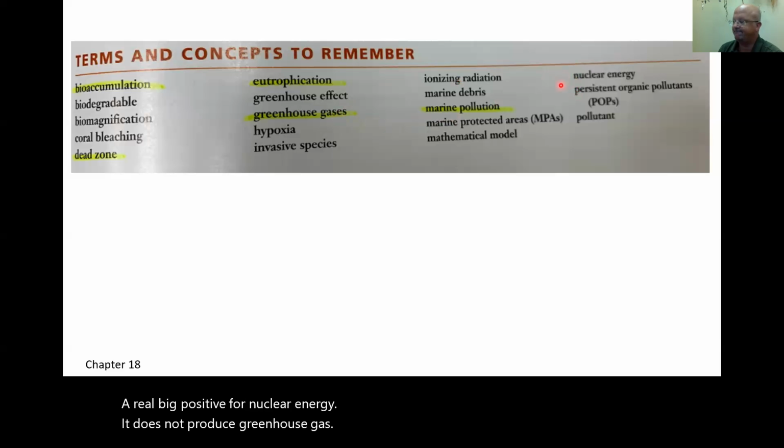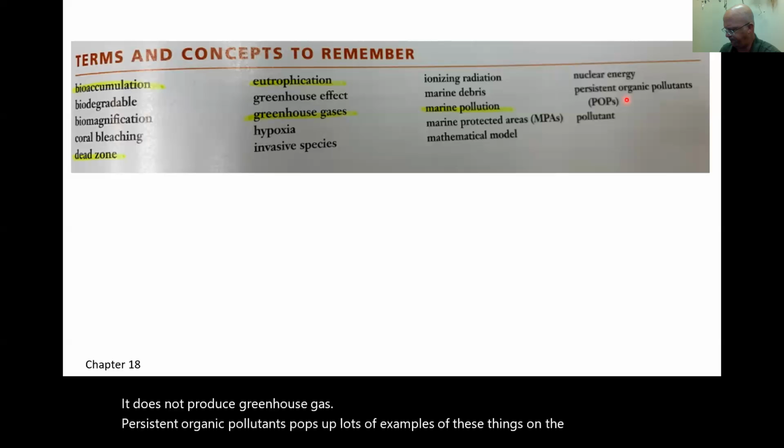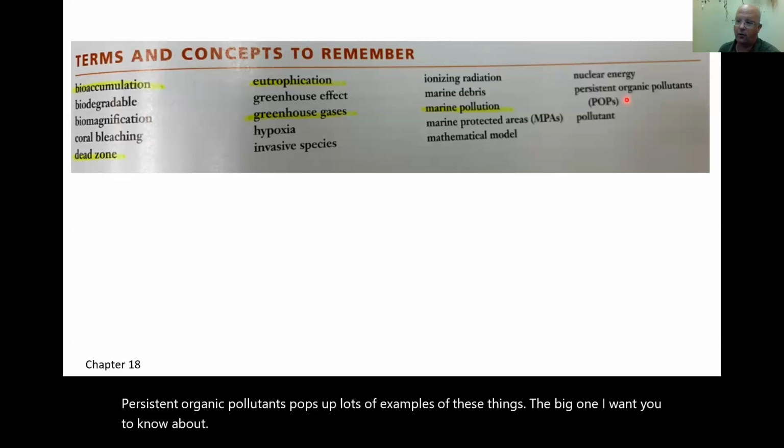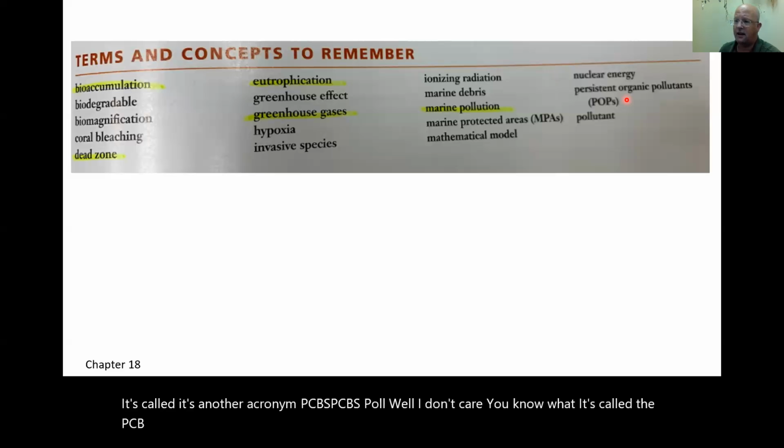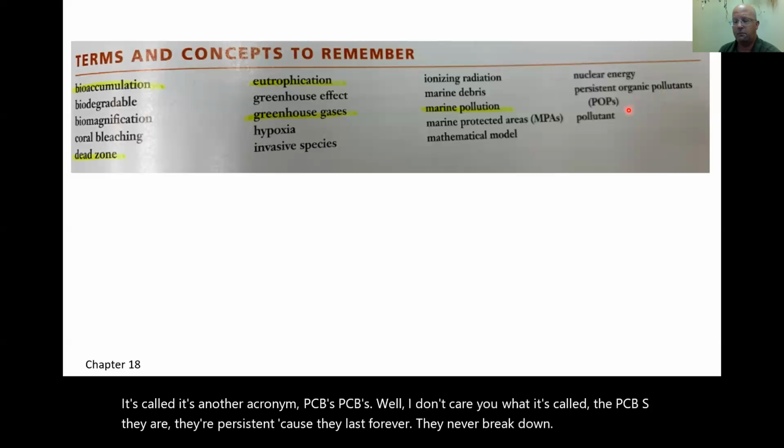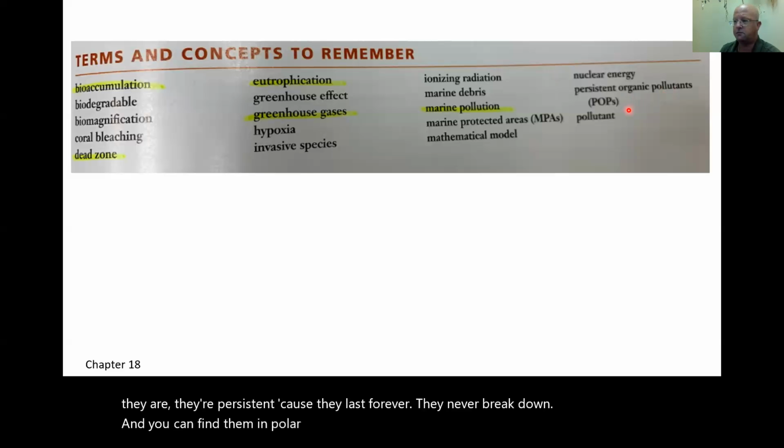Persistent organic pollutants, POPs. Lots of examples of these things. The big one I want you to know about is another acronym, PCBs. I don't care if you know what it's called, but PCBs. They're persistent because they last forever. They never break down. And you can find them in polar bears. We'll talk about this in class, but they're a really bad pollutant. They never go away at all.